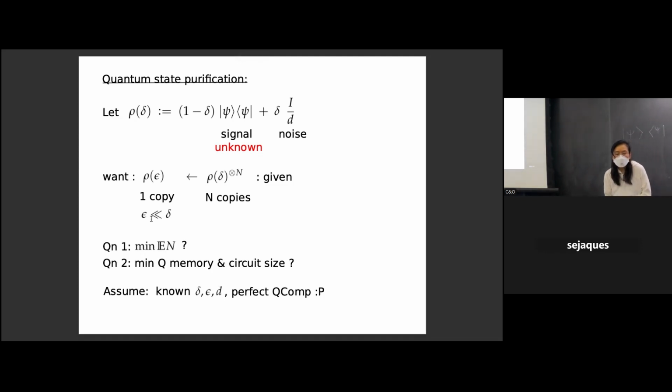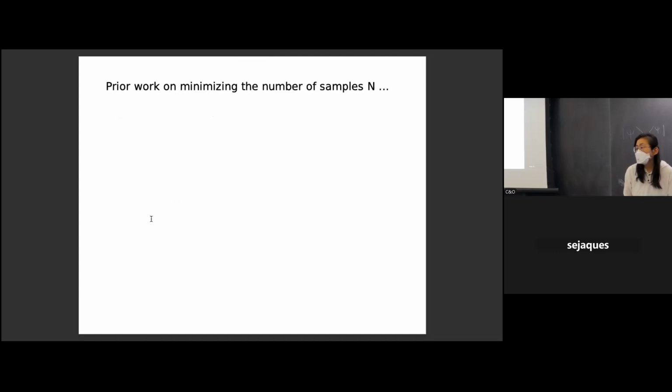Then there are questions that you can ask. One thing you can try is to minimize the number of copies of the noisy state that you need to perform the purification problem. Later on in the talk, we will see that we also want to minimize the actual circuit that will allow us to perform the purification. And so let me mention a little prior work on the number of samples.